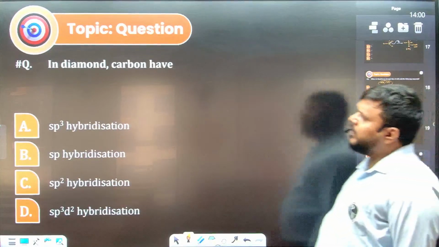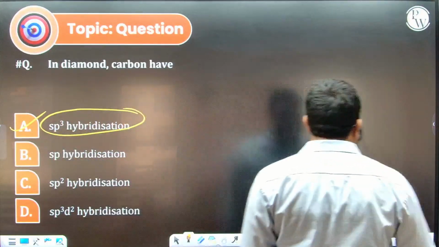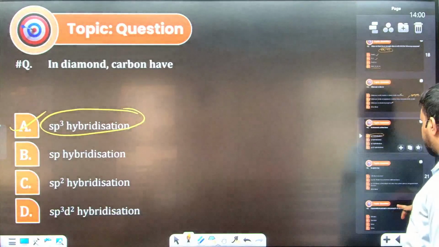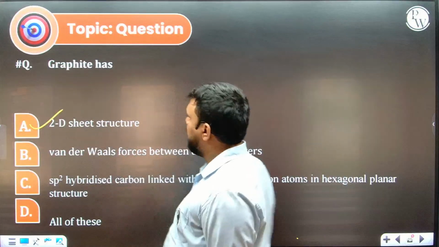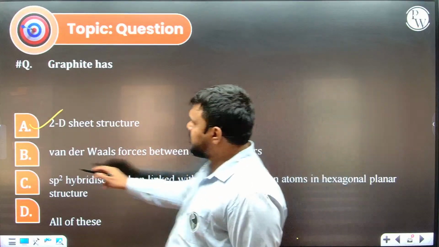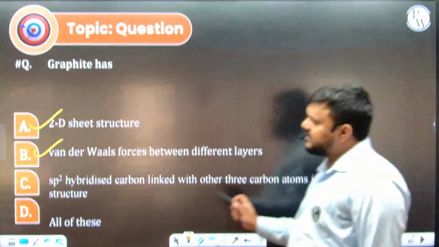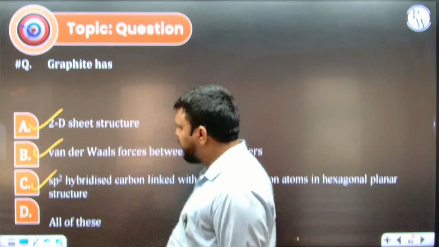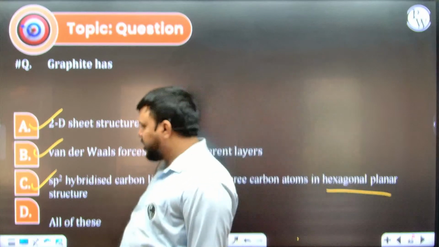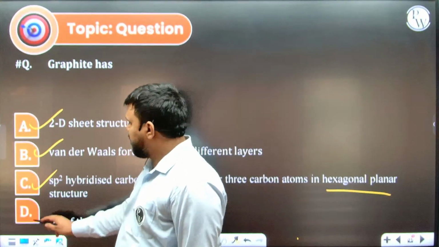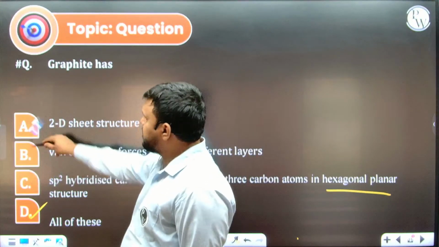In diamond, we just discussed that the carbon will be sp3 hybridized, so the correct answer will be A option. Now graphite has, as we already discussed, a 2D sheet structure, van der Waals forces between layers, and sp2 hybridized carbon linked with 3 other carbon atoms in hexagonal arrangement. Yes, this is also a correct statement. In solid state, we used to study about HCP, hexagonal close packing, which takes place in graphite. So all the options will be correct. So the answer will be all of these.